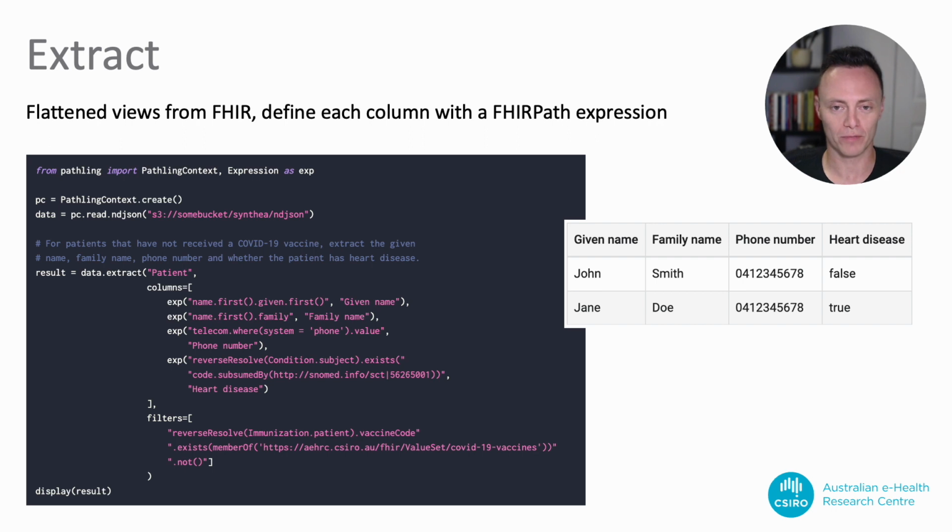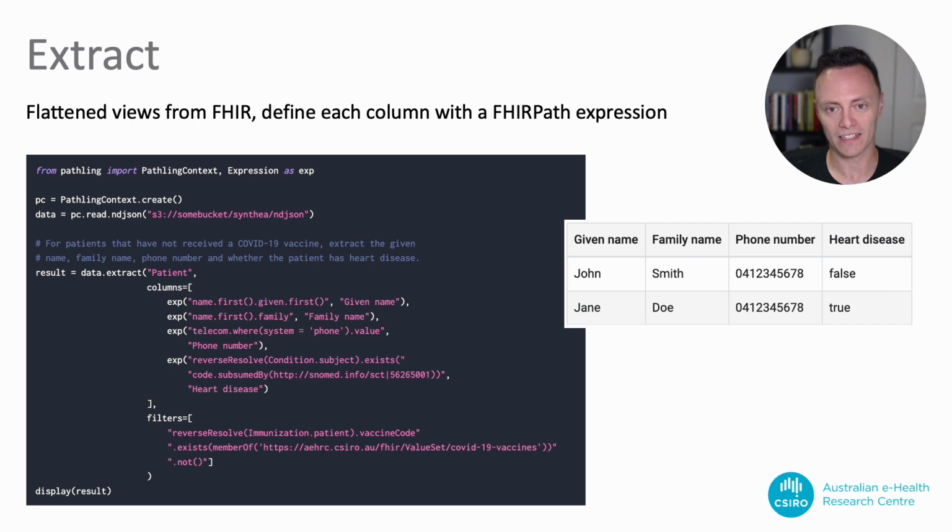So now that we have built this FHIRPath capability, how do we use it within queries? We have several operations that enable different styles of queries. The first of these is called extract. The extract operation takes a set of FHIRPath expressions and uses them to produce a flattened, tabular view of FHIR data. Each expression corresponds to a column in the output.